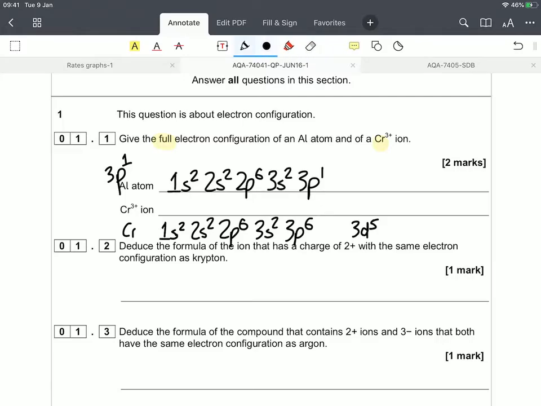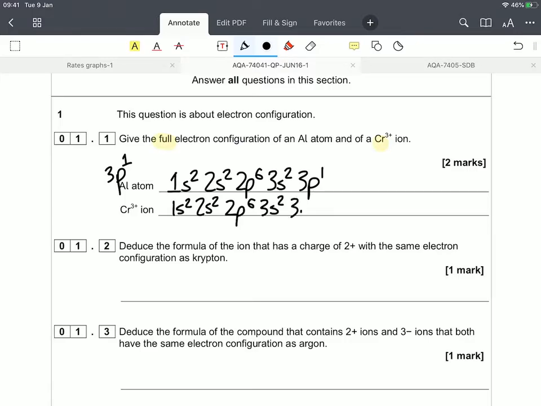That now represents chromium plus. The next thing to go would be one of these, which would be chromium 2 plus, and then there's one more bit we have to do because we've not been asked to make chromium 2 plus, we've been asked to make chromium 3 plus, okay? I'm just going to bin all this off now because it's going to go on the actual line, right? 1s2, 2s2, 2p6, 3s2, 3p6, 4s is completely gone, 3d3, okay? There's the answer. Next question.